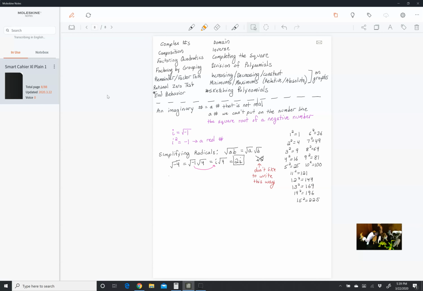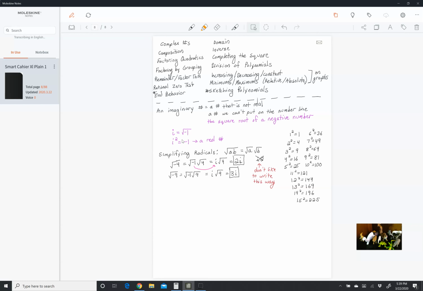Let's take the square root of -9. Square root of -9 can also be broken up into square root of -1 times square root of 9. Square root of -1 is i times the square root of 9. And again, square root of 9 is a perfect square. So the square root of 9 is 3. So we would just write this as 3i. And that would be our answer here.